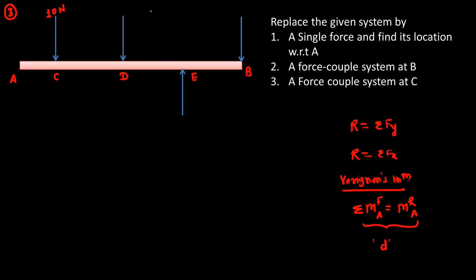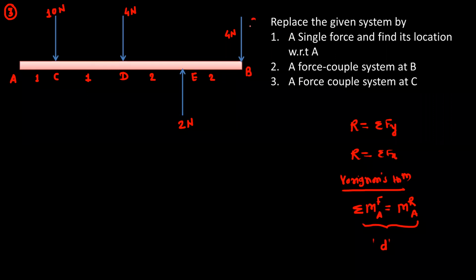So this is 10 Newton, 4 Newton, and the distance between the point A and C. So this is 1 meter, this is 1 meter, this is 2 meter, and this is 2 meter. Now this is one parallel force system where the beam AB is subjected to four forces.